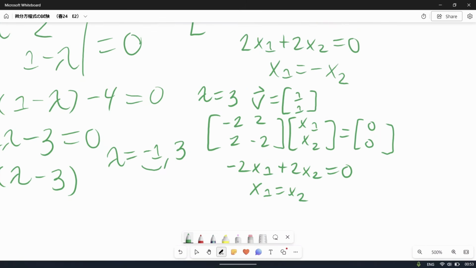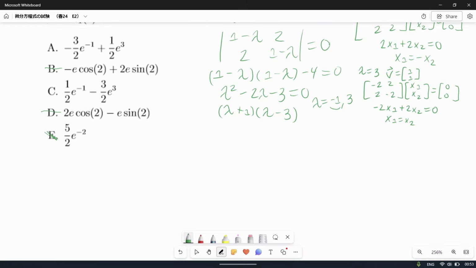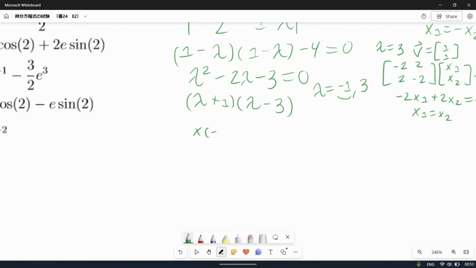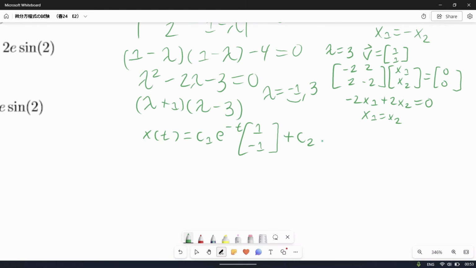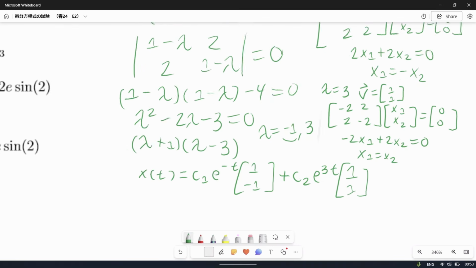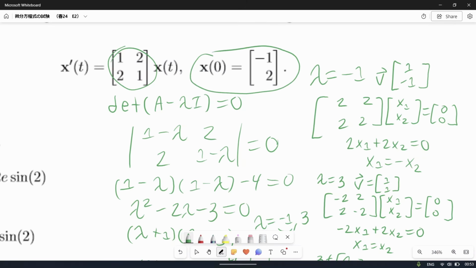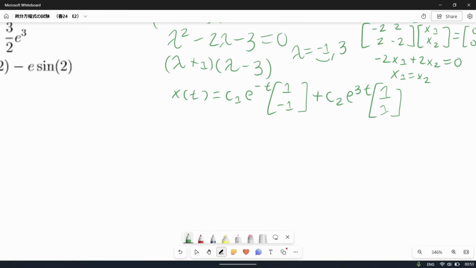And so from here, we can write up our general solution, which is going to look like this, where we can say that x of t is equal to c sub 1 times e to the negative t, our first eigenvalue being negative 1, with its corresponding eigenvector of 1 and negative 1, plus c sub 2 times e to the 3t, which was our second eigenvalue, times its corresponding eigenvector of 1 and 1. And from here, we can use our general solution to solve the initial value problem right here. So we know that when t is equal to 0, the general solution is equal to negative 1 and 2. And we can use that information to find these constants.